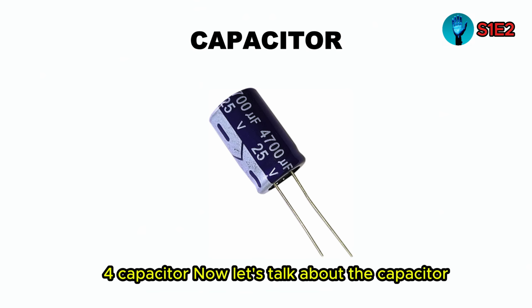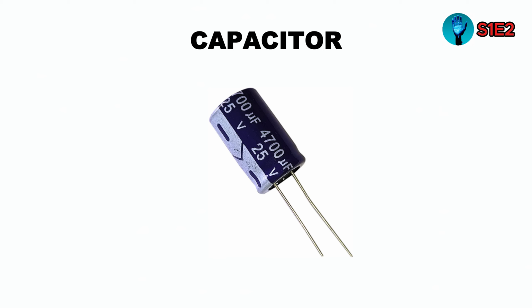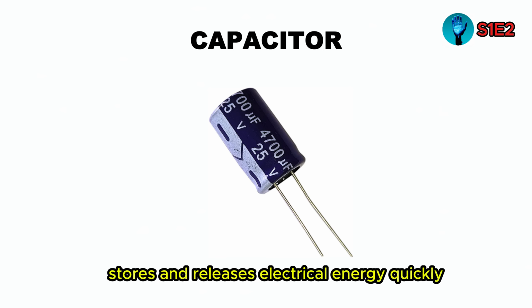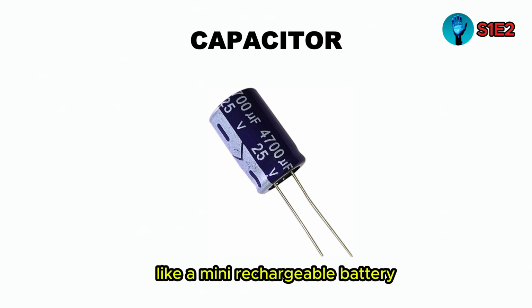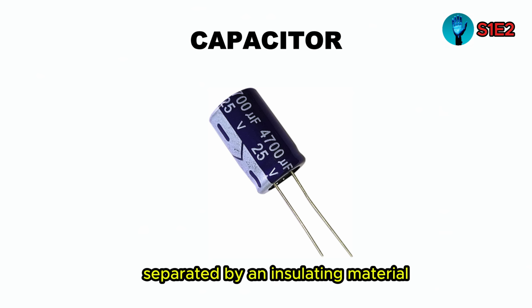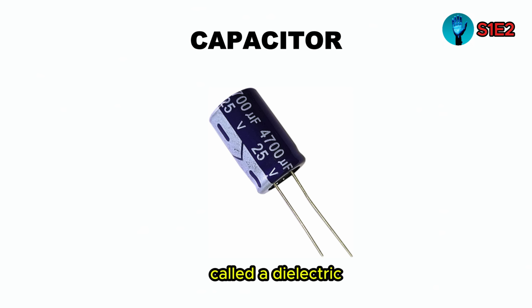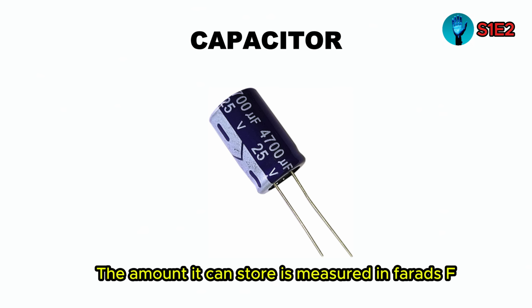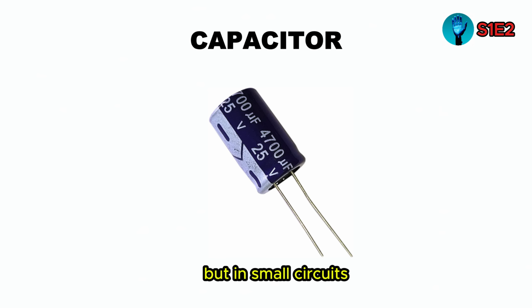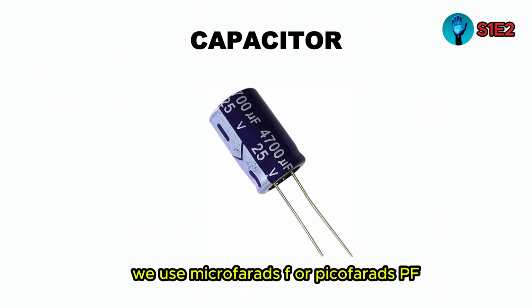Number 4: the capacitor. Now let's talk about the capacitor, the temporary energy storehouse. A capacitor stores and releases electrical energy quickly, like a mini rechargeable battery. It consists of 2 conductive plates separated by an insulating material called a dielectric. The amount it can store is measured in farads (F), but in small circuits we use microfarads (µF) or picofarads (pF).